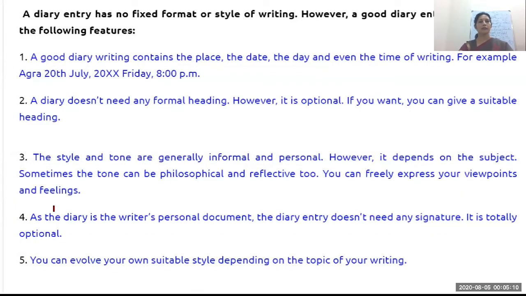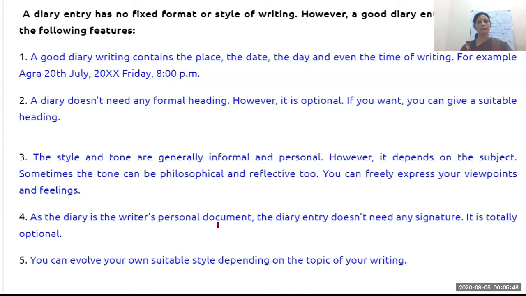Now, moving ahead. So this is the format, this is the guidelines. These guidelines we usually follow. So day, date and time, and sometimes we can mention the place also. Then I told you that the formal heading is optional, and style and tone. Style and tone means in which mood the diary has been written, whether it's in a happy mood or in a sad mood. So the heading gives us the idea of the style and mood of the diary entry.